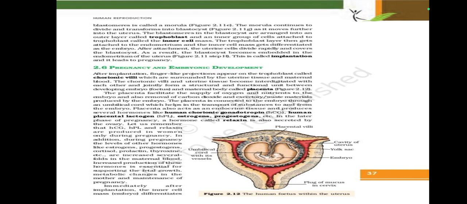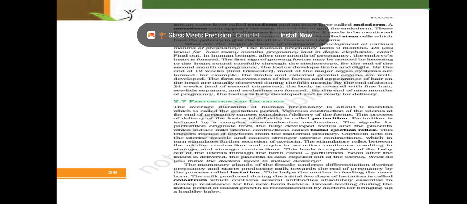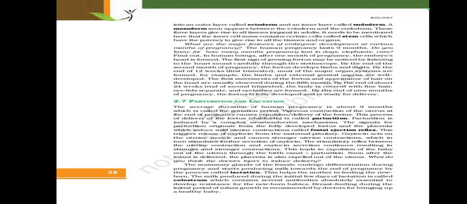Immediately after implantation, the inner cell mass of the embryo differentiates into an outer layer called ectoderm and an inner layer called endoderm. The mesoderm soon appears between the ectoderm and the endoderm. These three layers give rise to all tissues and organs in adults. It needs to be mentioned here that the inner cell mass contains certain cells called stem cells, which have the potency to give rise to all the tissues and organs.